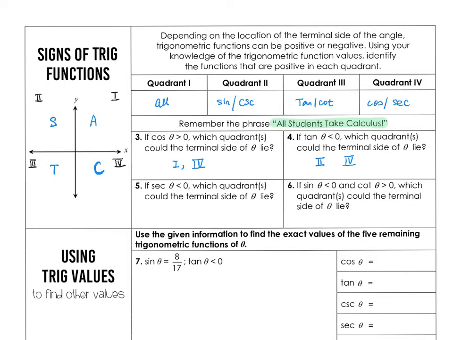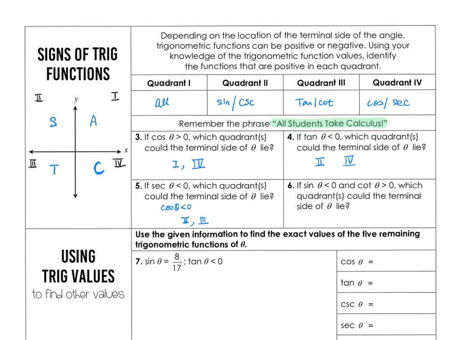For secant less than 0, which quadrants could the terminal side be? I like to ignore secant. So if secant is less than 0, cosine has to be less than 0. Cosine is positive in first and fourth. Therefore, 2 and 3 is our final answer.